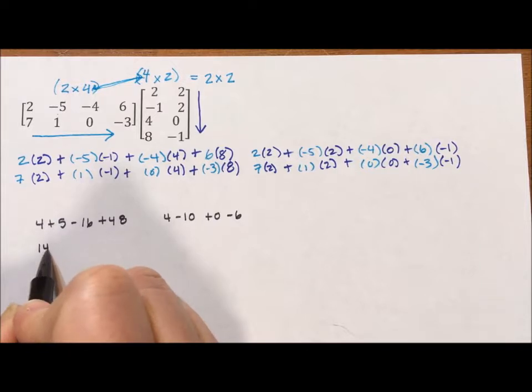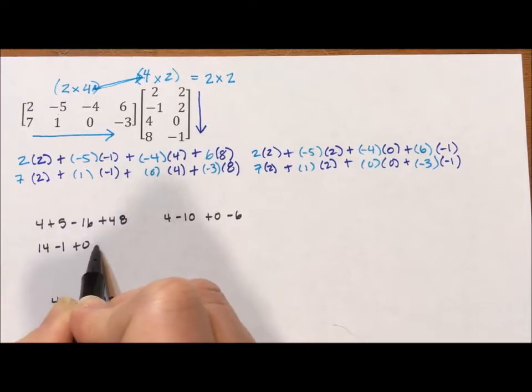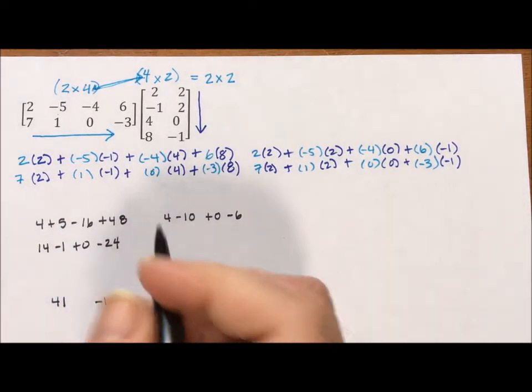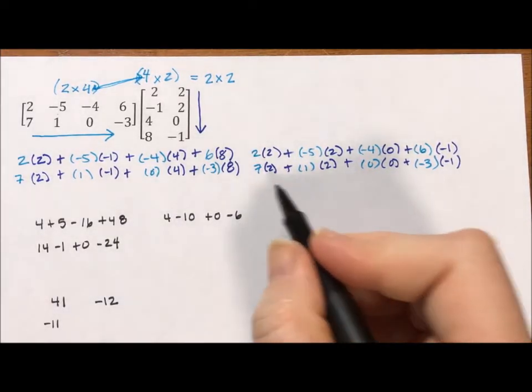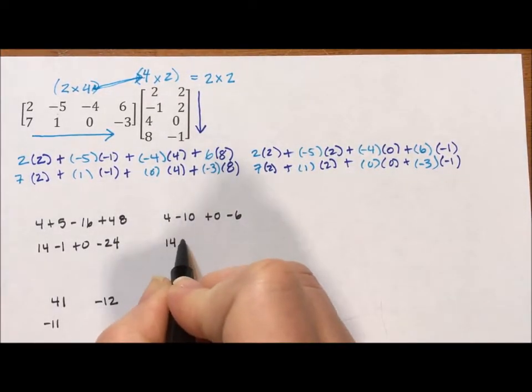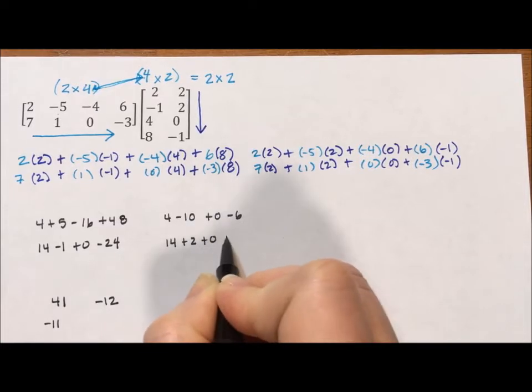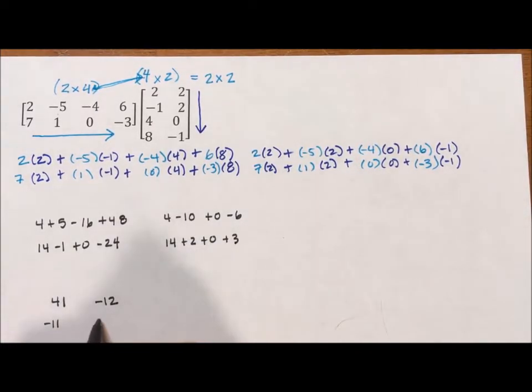We have a 14 minus 1 plus 0 minus 24. That's all going to be a negative 11. And lastly, we have a 14 plus 2 plus 0 plus 3, which looks like 19. Here is our final 2x2 matrix.